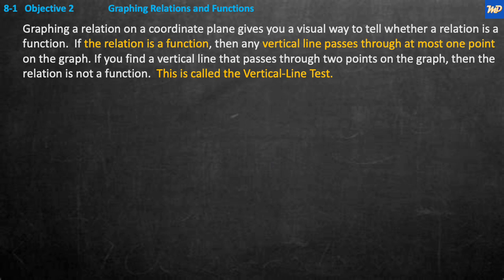Okay, objective 2, graphing relations and functions. Graphing a relation on a coordinate plane gives you a visual way to tell whether a relation is a function or not. If the relation is a function, then any vertical line passes through at most one point on the graph. If you find a vertical line that passes through 2 points on the graph, then the relation is not a function. And doing this act of taking this vertical line, we call it the vertical line test.